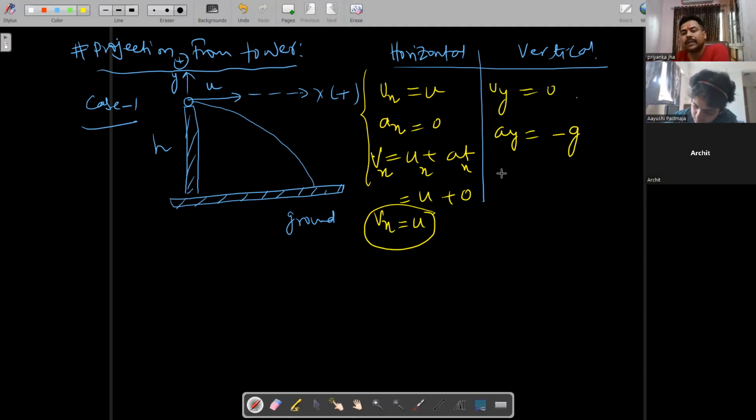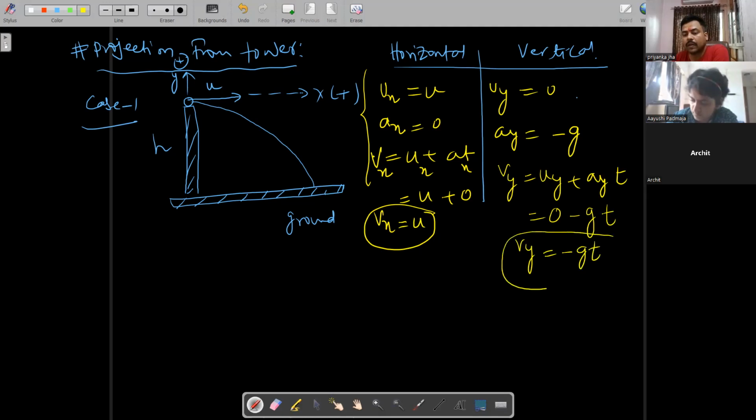And if you talk about the y-axis, you can apply the formula vy equals uy plus ay into t. Initially uy is 0 and ay is minus g, so vy equals minus g into t. So vy is changing.